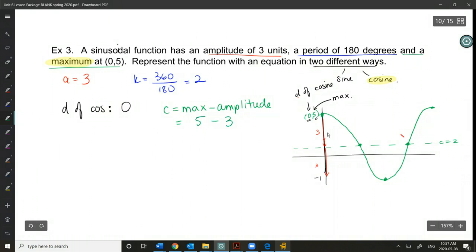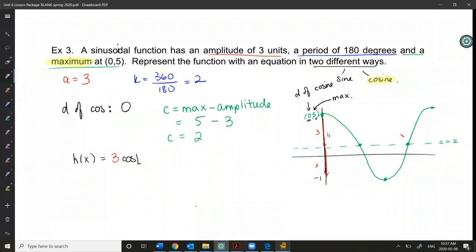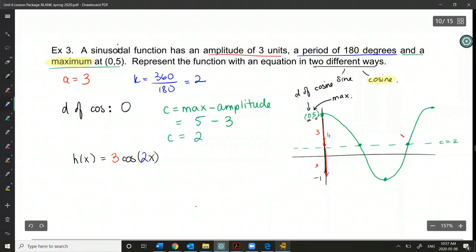So count down the amplitude from the maximum and you should hit your c value. So c should be 0 here. C should be 2. Okay, so when we create the equation for this, we're going to create it as a cosine equation to start. In this case, actually, because our d value is 0, we can basically just write this as 2x, like so. And we'll do plus 2.